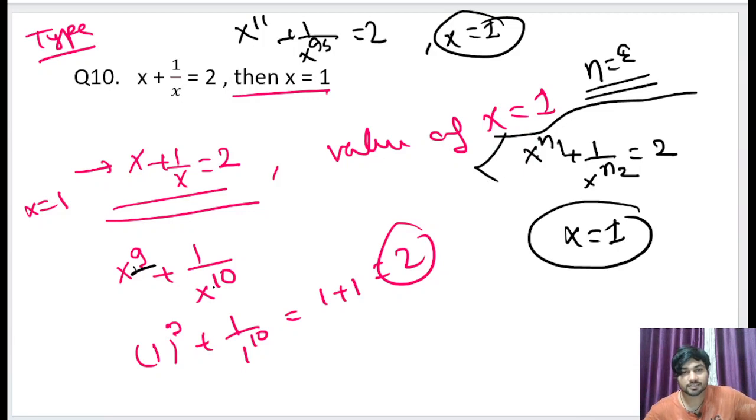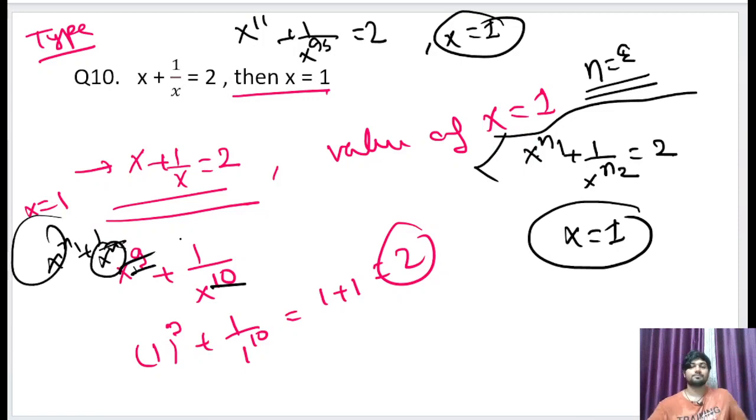Here it is 9, here it is 10. So I can write it as x to the power n1 plus 1 upon x to the power n2, because both are not the same. N is not the same here. So we'll always remember this. Always remember this. This is a very, very important conclusion.